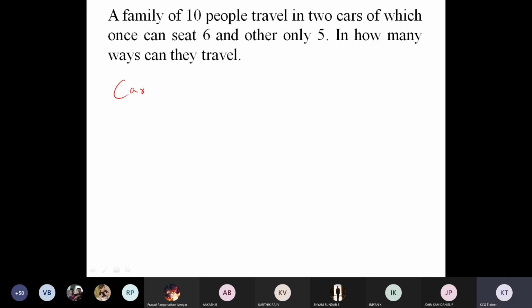Let us take car 1 reaches maximum value. Car 1, how many people? Six seater. So from where will you select the 6? Out of 10 people, you will select any 6 people. Done. Next, how many people remaining now? Out of this 10, only 6 people are sitting now.